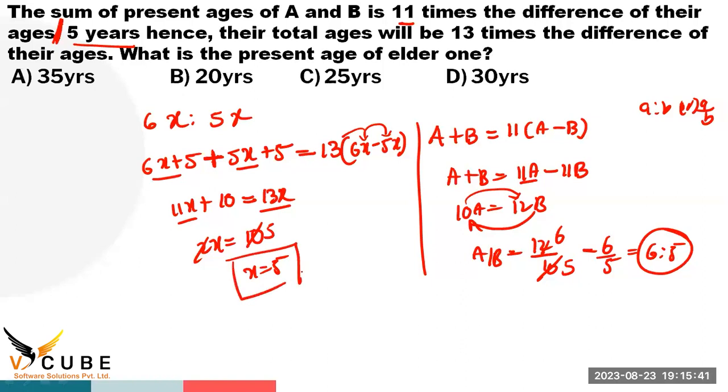5 years. We have to find out the elder one. Elder one is how many parts here? 6x. So 6 into 5, 6 fives are 30 years. Now which option is the right answer? Fourth option, D is the right answer. Clear to all of you?